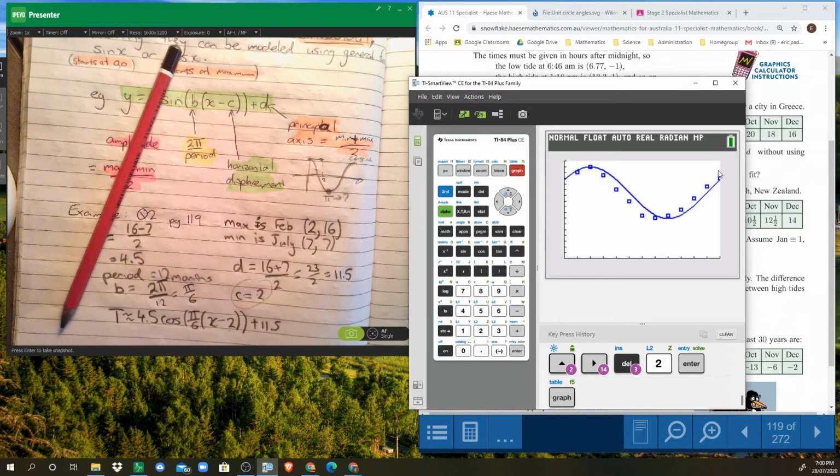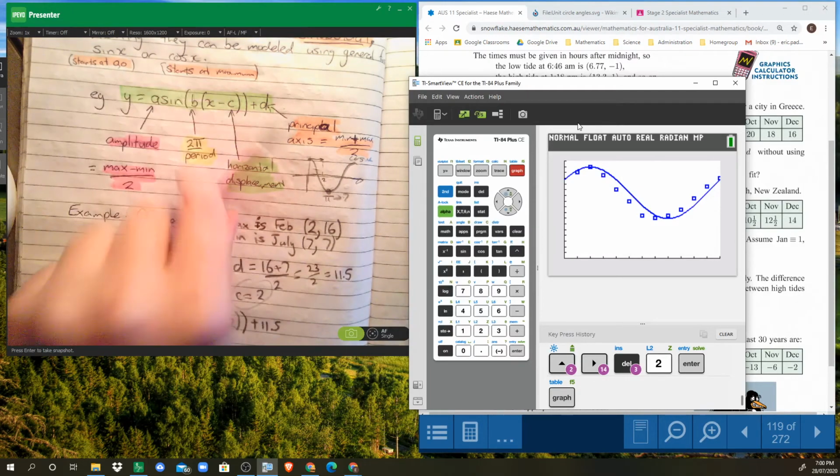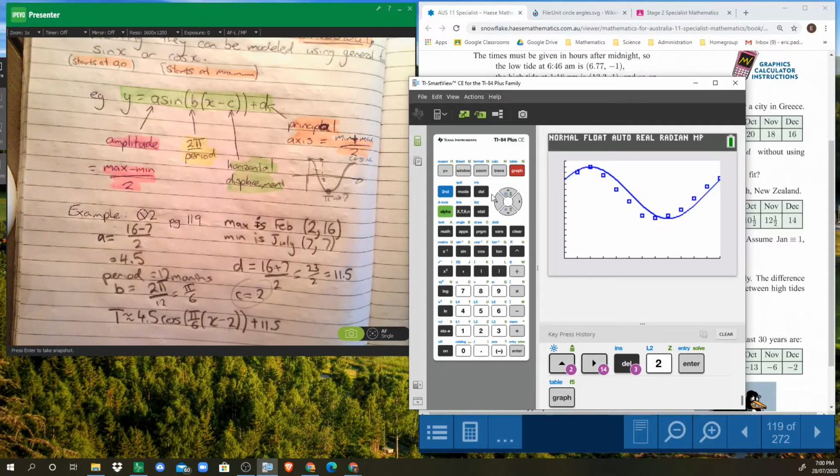It looks like it lags. You could make it a little bit better, but it does fit the maximum very well, but doesn't fit the rest very well. So there's that. Now there is actually a way to create a model. I'll show you how that works.